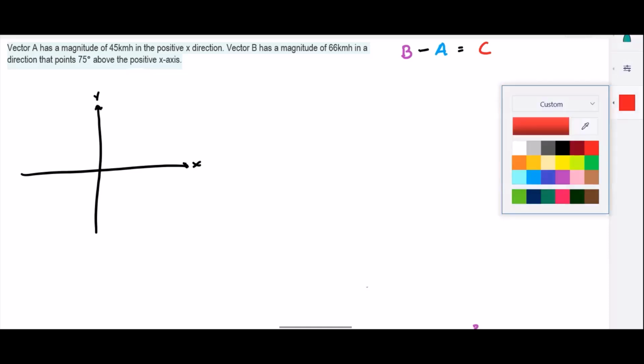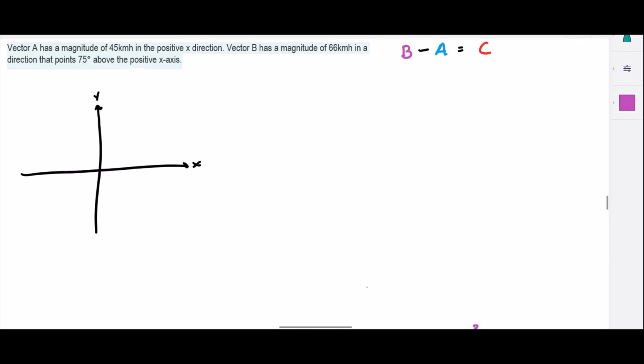Let me start with B. This time B is purple. I thought about using yellow, red, and orange, but I don't think yellow would show up too well. So let's draw vector B first, because that's the first one in the equation here.